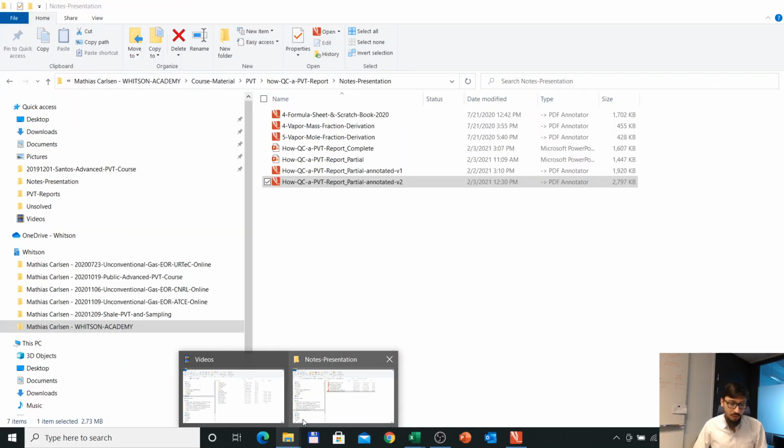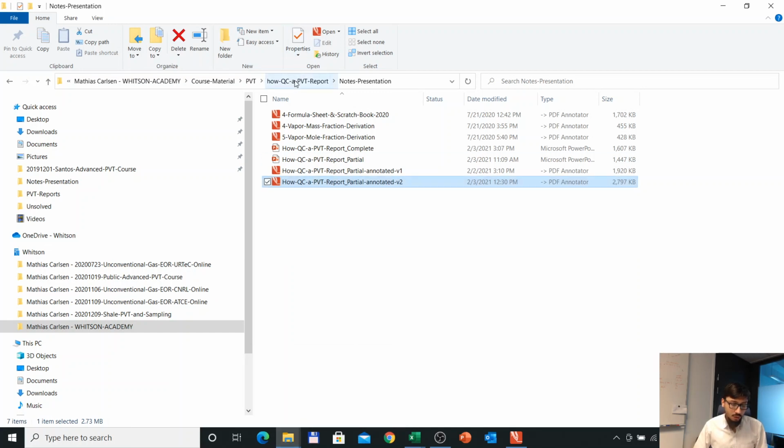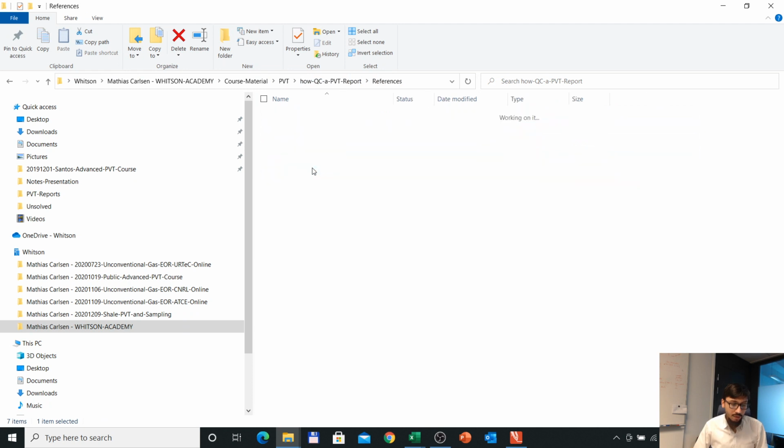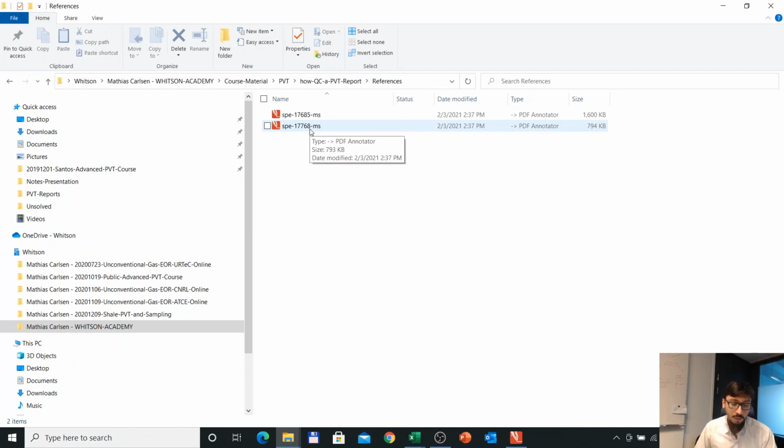I can just quickly show you that those papers will be provided with the course material. Those are here in the references, and these are the two papers, SPE 17685 and SPE 17768, which talk about how you can make corrections in the CVD data if there is inconsistency, especially if the material balance is wrong.